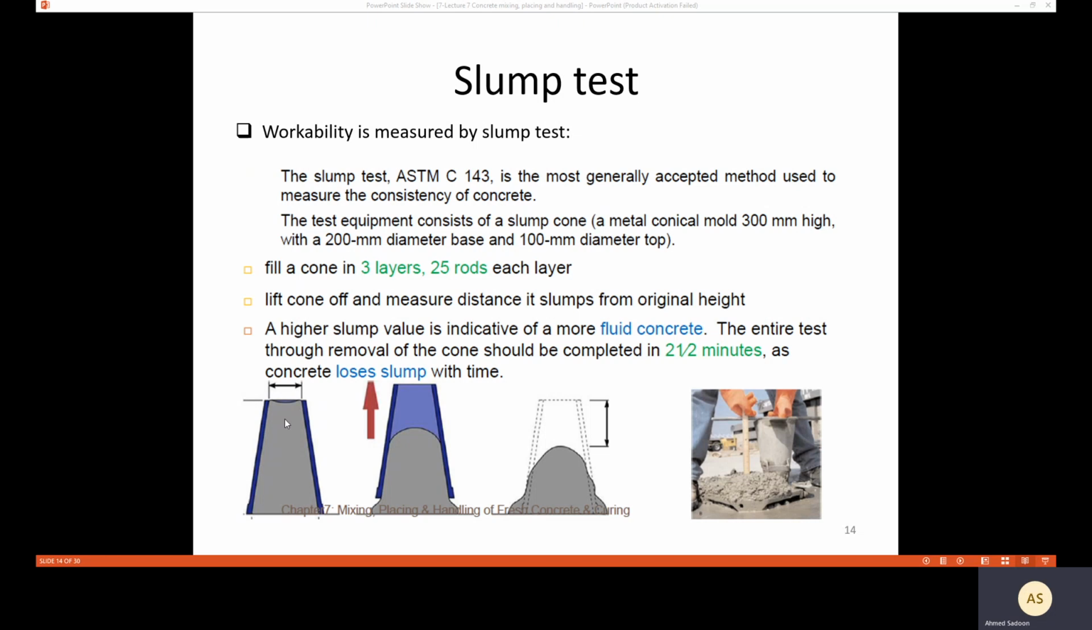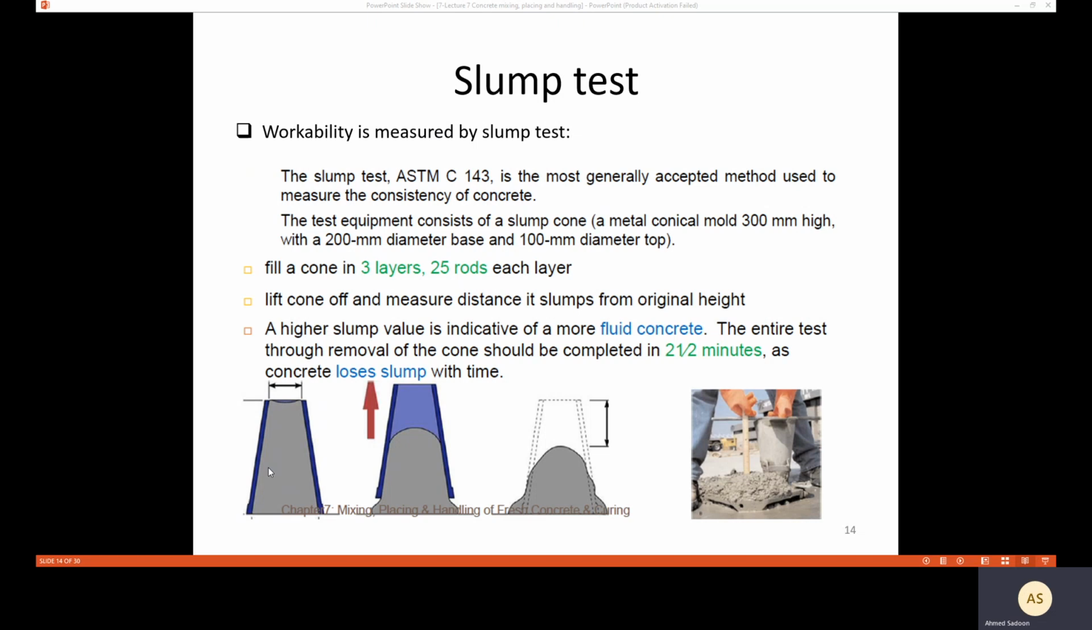Then we are going to fill this cone with concrete in 3 layers: the first layer, the second layer, and the third layer. Each and every layer is going to be rodded 25 times. So we are going to have 25 rods for each layer.